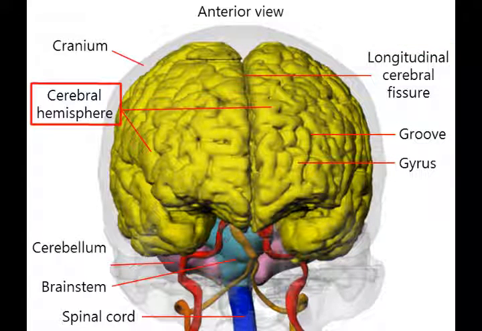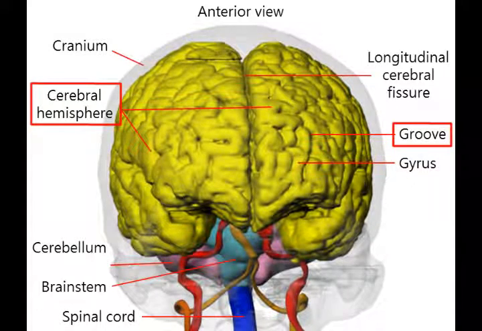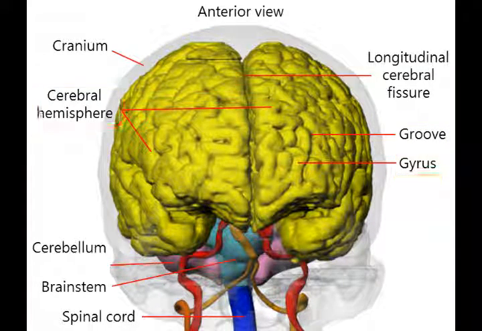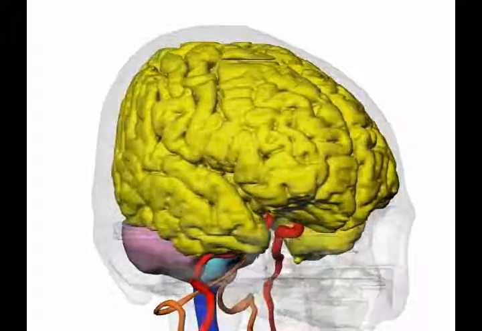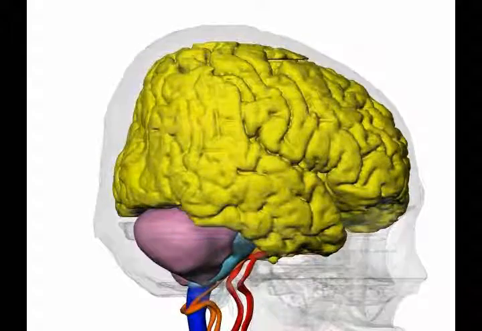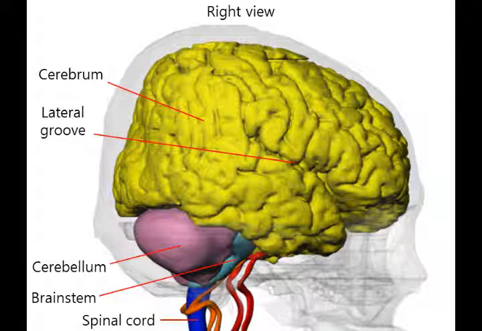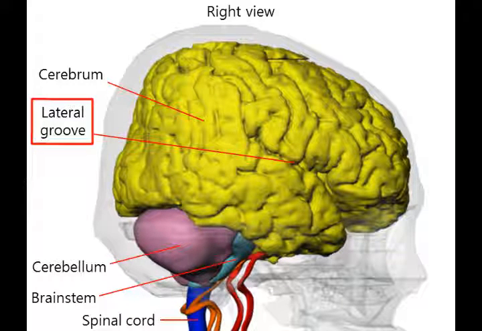The surface of the cerebrum is wrinkled, and the part that is caved in is called a sulcus, and the part that sticks out is called a gyrus. From the sulcus, a distinctive part is the lateral sulcus.